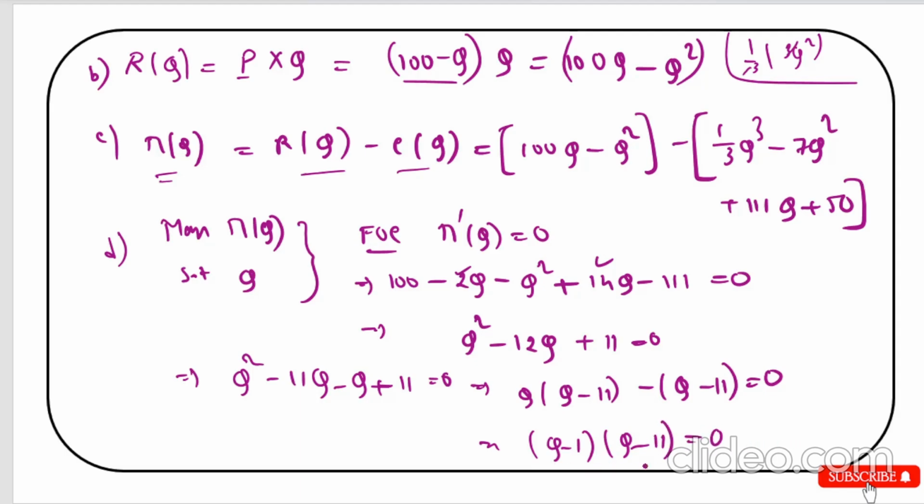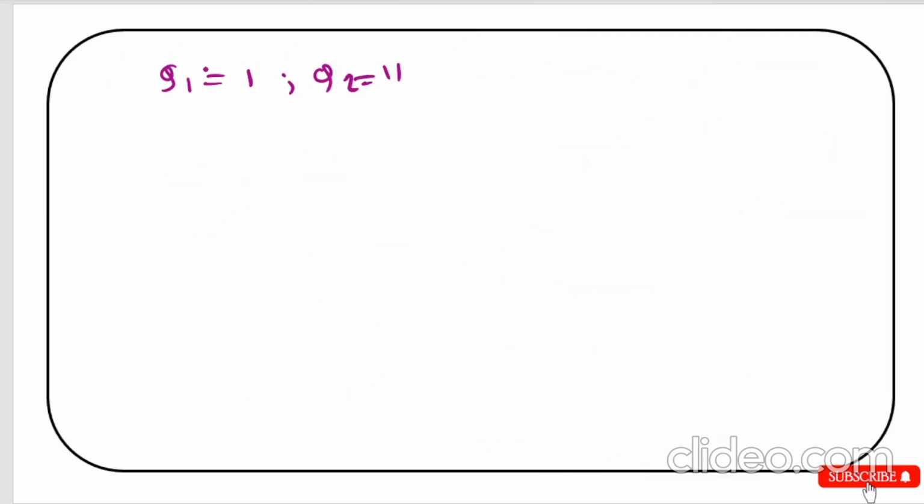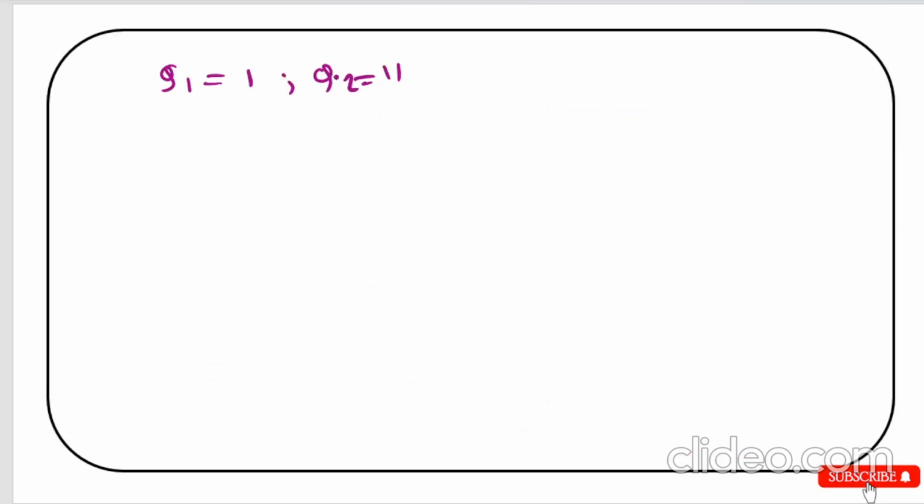So what you get from here is that Q has two stationary points, one is this and one is this, right? If you equate it to 0, you will have either Q is 1 or Q is 11. Now you have to check at which value it is optimal. Let's go to the question. Find out the profit maximizing level of Q star. So you have to find out at which level of output the profit is maximum.